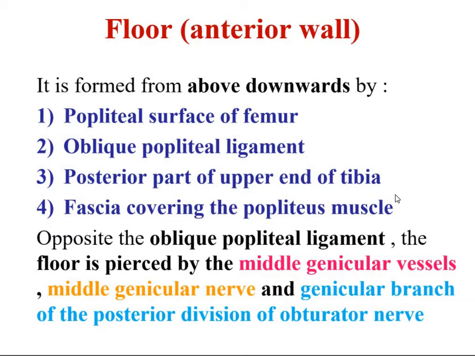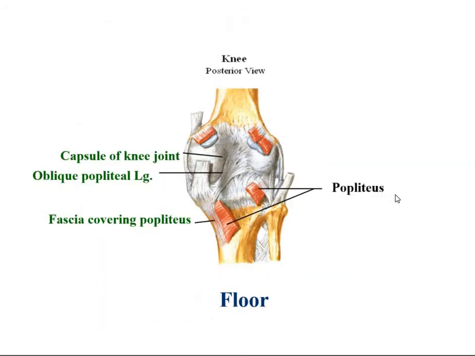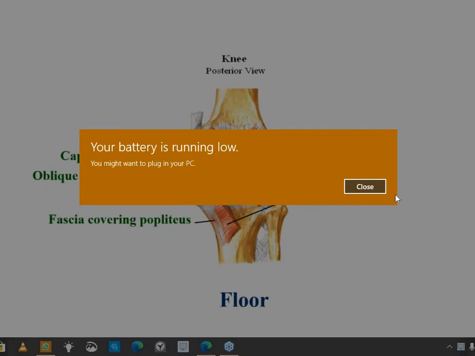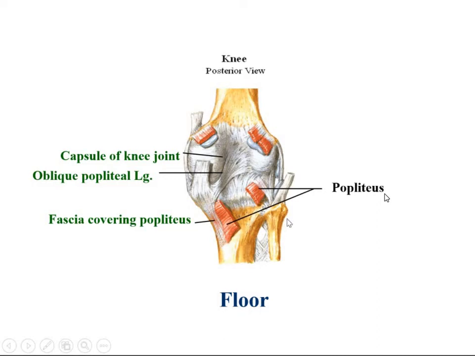So opposite this oblique popliteal ligament, if you look, the floor is pierced by these three things: middle genicular vein, middle genicular nerve, then the genicular branch of the posterior division of obturator nerve. Okay? Remember this. So if you see the floor, this is the lower part of your femur, the condyles of the femur. These are the parts involved in the floor formation, and then this is the tibia and this is the fibula. Fibula does not come in the popliteal fossa.